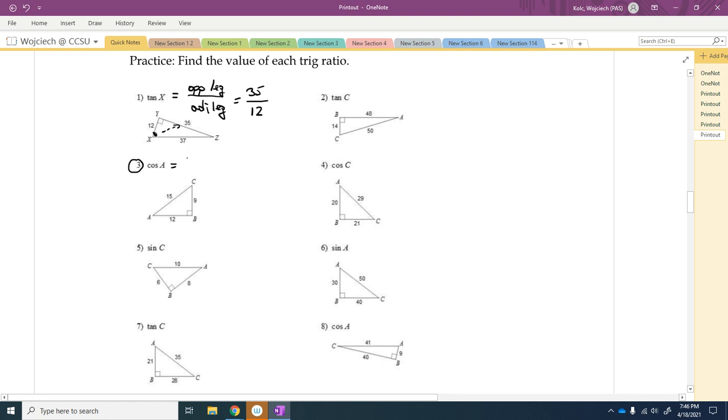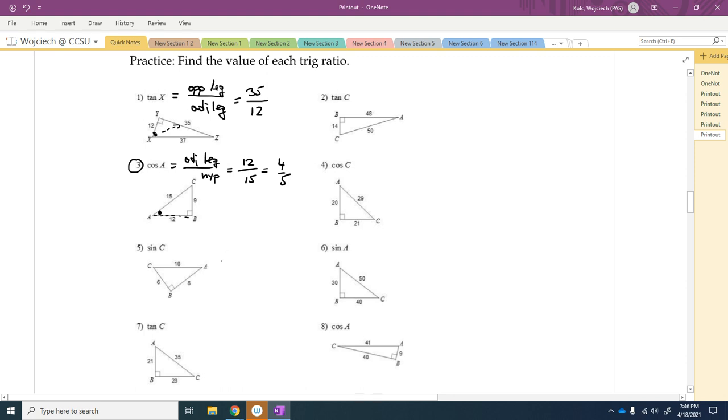Cosine by definition is adjacent leg over hypotenuse. Now you have to memorize the definitions, the ratios. So if I'm sitting over here, adjacent leg is 12. Hypotenuse is 15. Now this one I can simplify. 12 over 15 is 4/5.